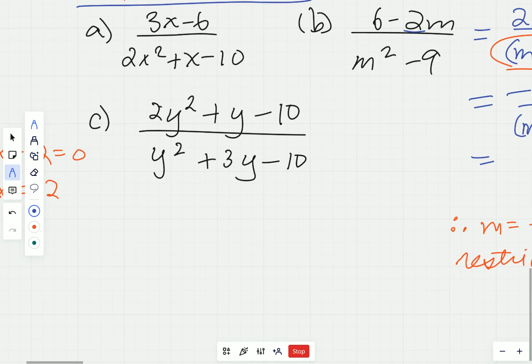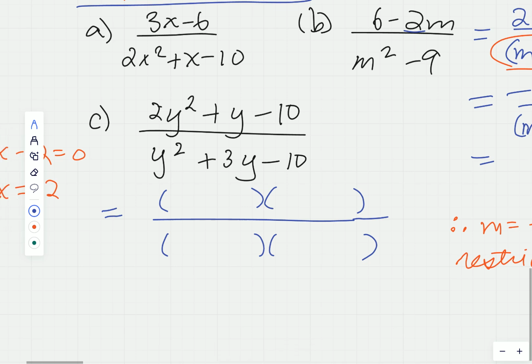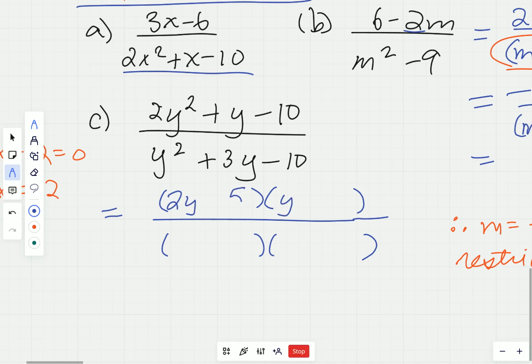Okay, so in part C, we have 2y squared plus y minus 10 over y squared plus 3y minus 10. All right, so let's start by factoring the numerator and denominator. So I'm just assuming they can be factored. That could be wrong. All right, and okay, very interesting. So if you notice, the numerator is exactly the same as the denominator in part A. And we did factor that. So we can factor that one again. So remember the factors we got for that? Okay. So the numerator factors out to 2y plus 5 times y minus 2.